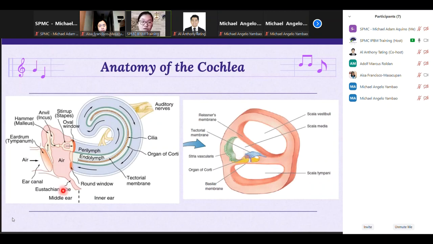Okay. So for us to be able to appreciate this better, I will be showing you a video on how everything works. So let me share my screen.